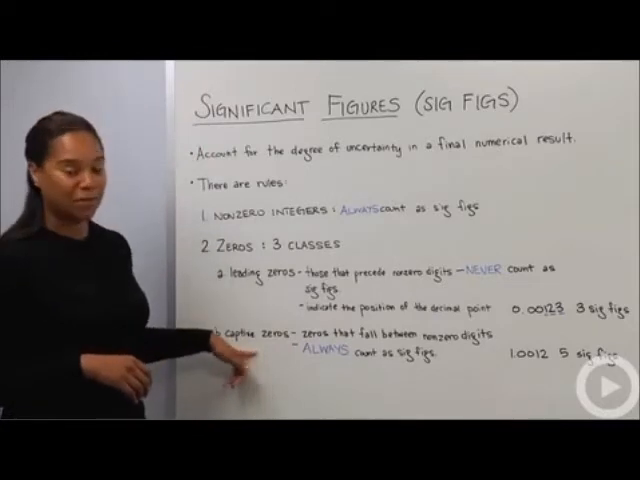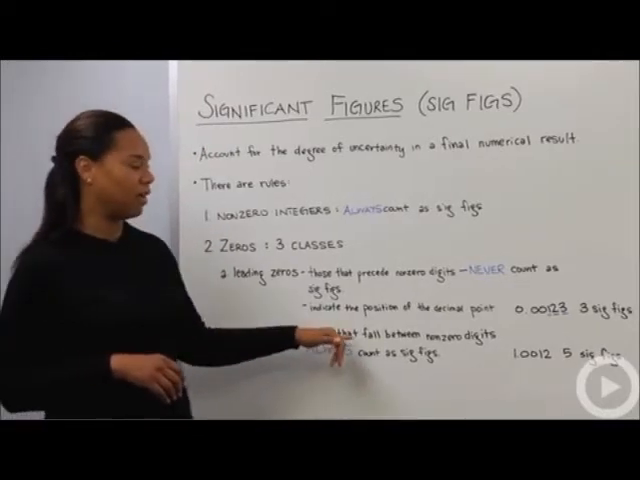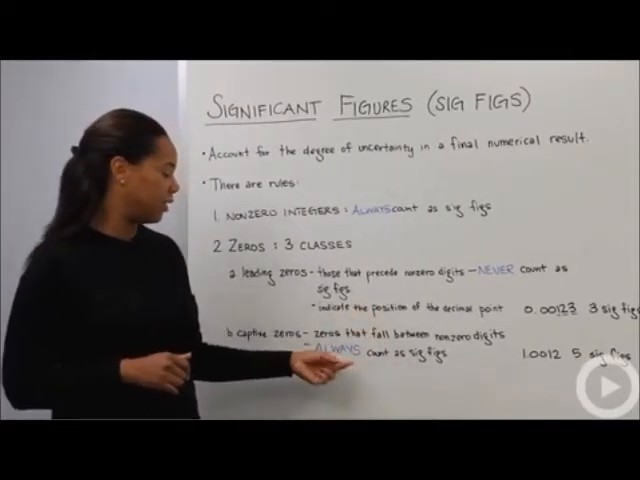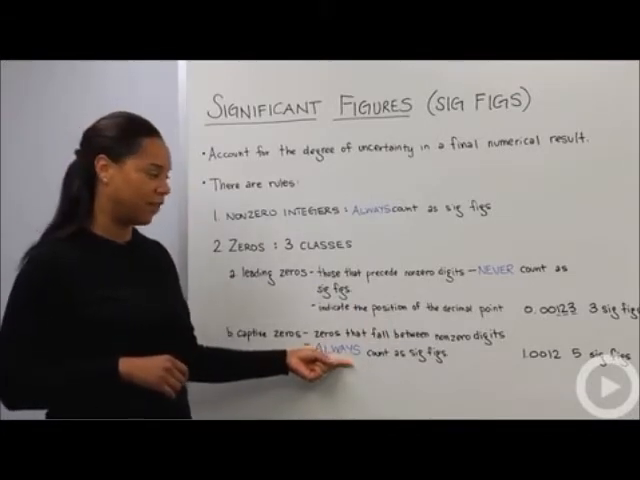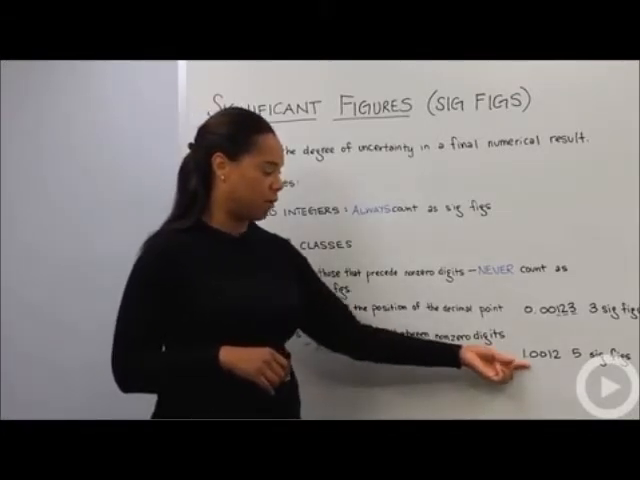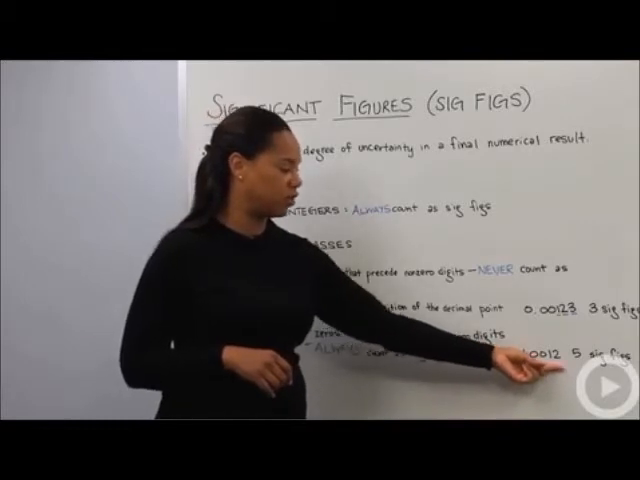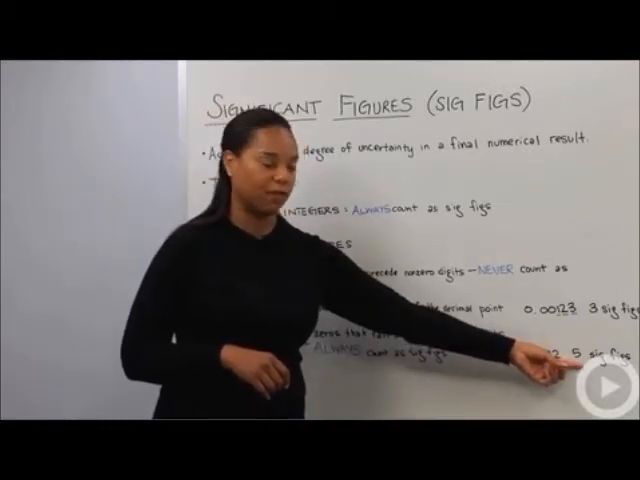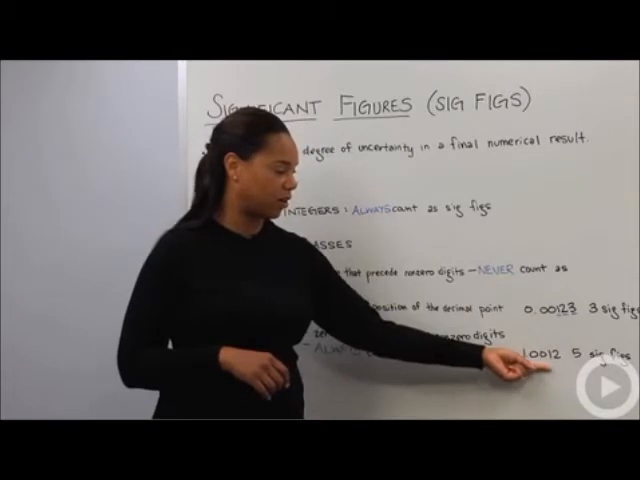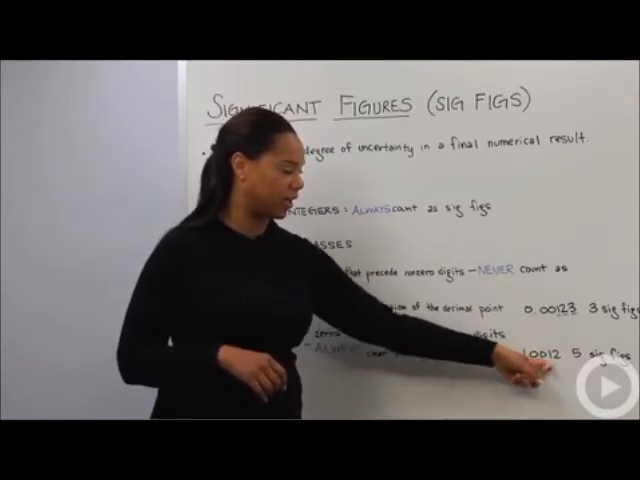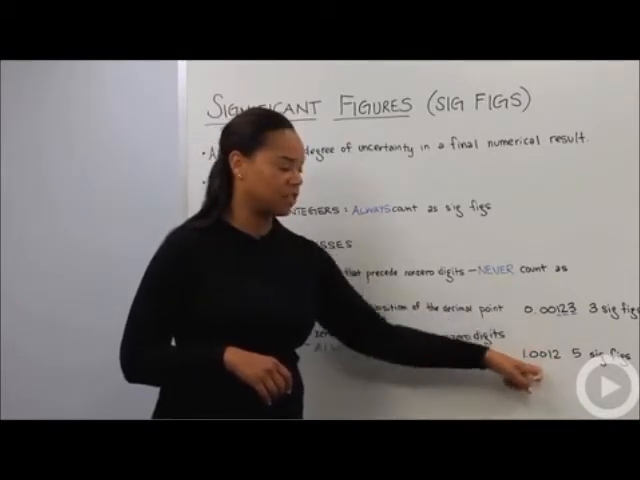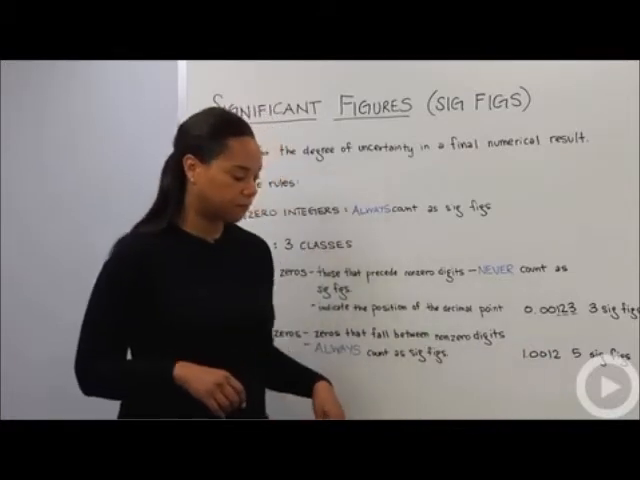The second are captive zeros. Those are the zeros that fall in between non-zero digits, and they always count as Sig Figs. For instance, if you had the number 1.0012, you're going to have 5 significant figures. All of these digits are significant because the zeros are captured by the non-zero integers on either end.